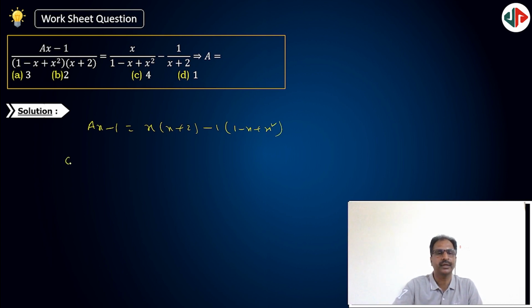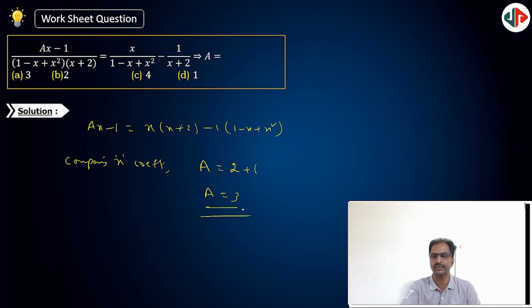To find A, compare x coefficients. Left hand side A. Right hand side you will get 2x square plus 1. Here you will get plus x. So A is equal to 3, just by comparing x coefficients, option.